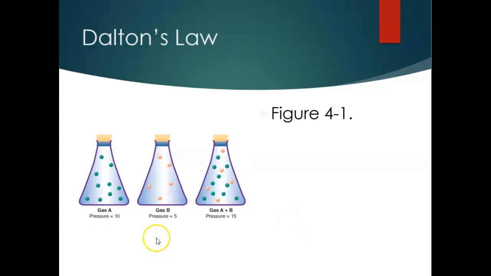So this just gives an example of that. Gas A has a partial pressure of 10. Gas B has a partial pressure of 5. So that mixture of A and B has to be those two added together. It's very simple, right? Everything has to add up to the total partial pressure.